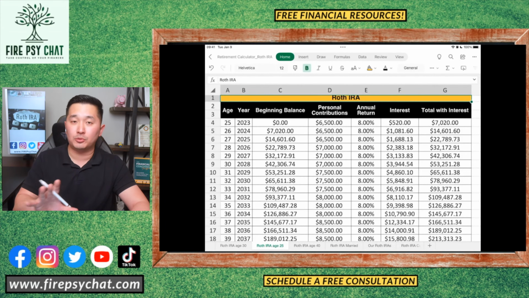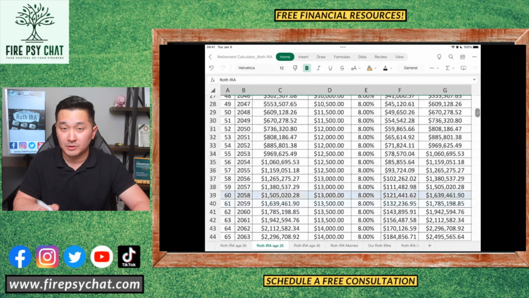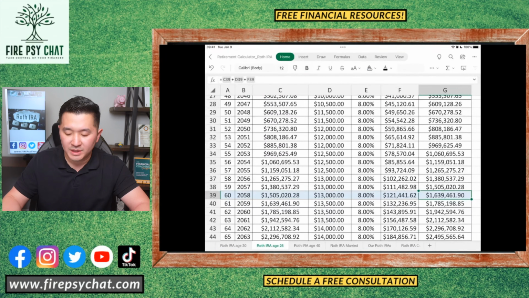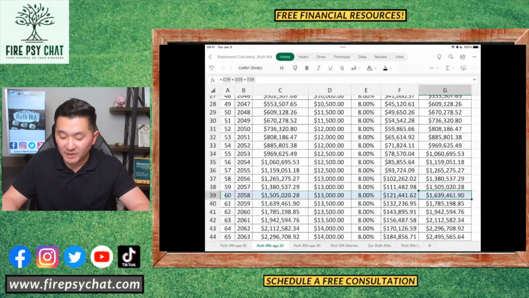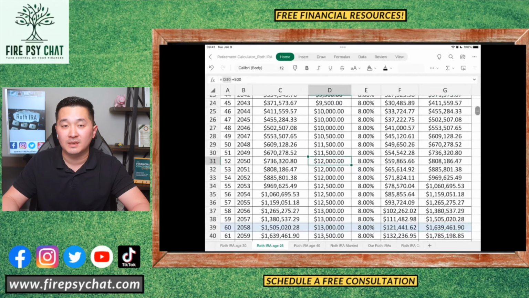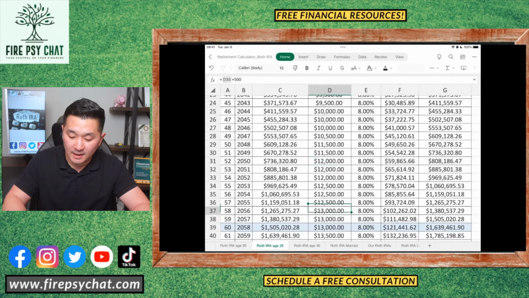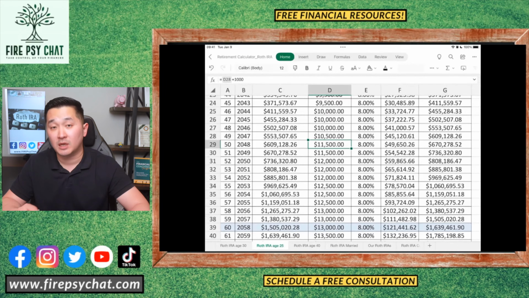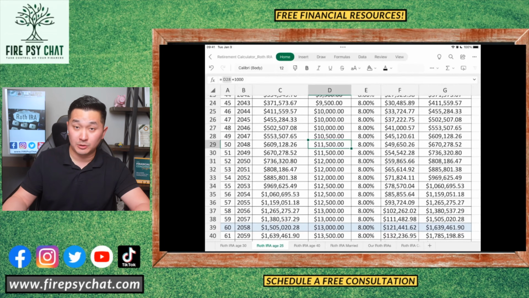So let's take a look at age 25. Just by starting your Roth IRA 5 years earlier, you're looking at over $1.6 million by the time you're 60 with a $500 increase every 3 years. And I also added that $1,000 catch-up contribution when you turn 50 years old. You see how every year matters.